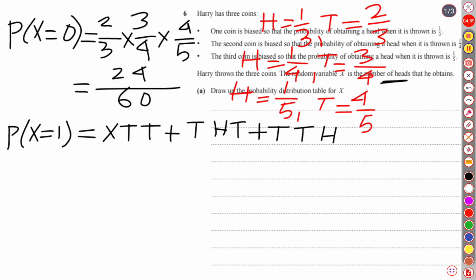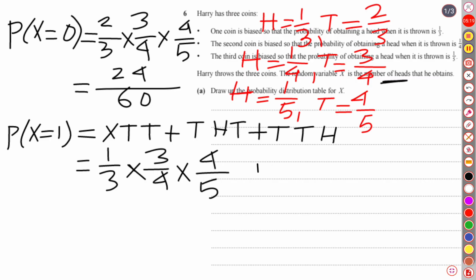So let us write this. If the first one is head, the probability is 1 over 3, and the probability of tail of the second coin is 3 over 4, and the probability of tail of the third coin is 4 over 5. Plus, for the second case, if the first one is tail, the probability is, sorry, it is not 3 over 4, it is going to be 2 over 3. So let me erase this.